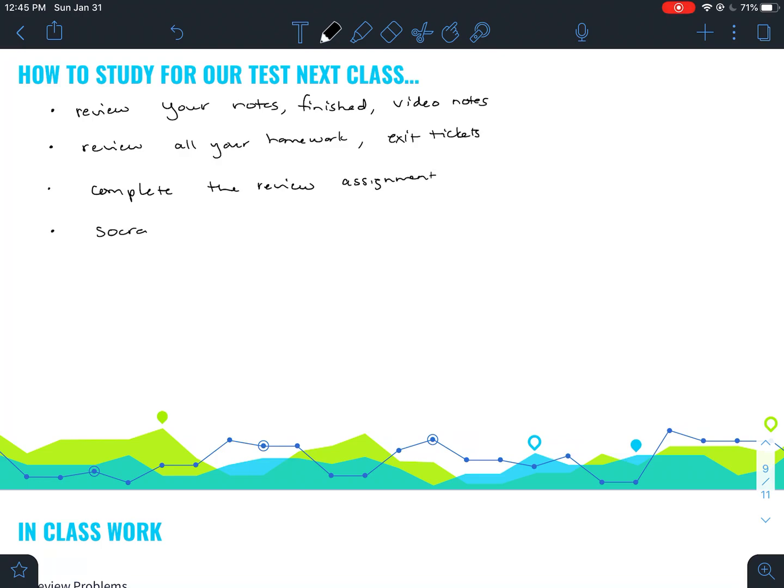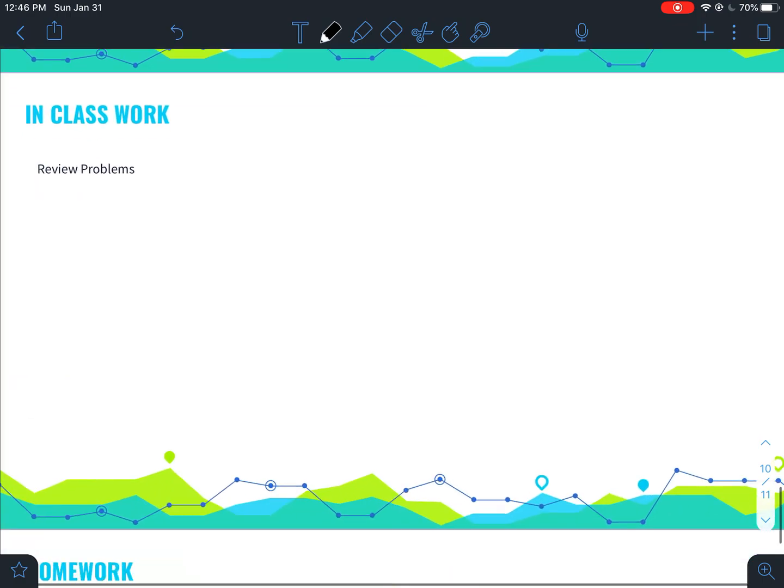And you should complete any Socratives that are open on Socrative.com. We probably listed the rooms in class today, so make sure that you are aware of what rooms are available on Socrative. And then as always, you should study with a buddy. And don't forget about the spiral section, so make sure you're reviewing notes from our previous units as well, so you're ready for the spiral section on the test.